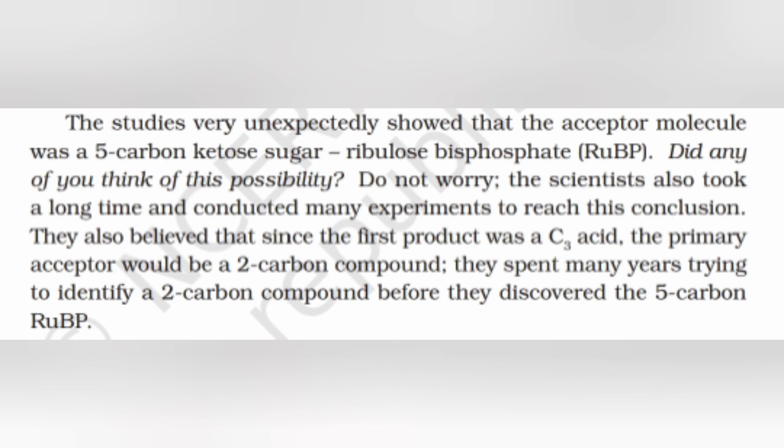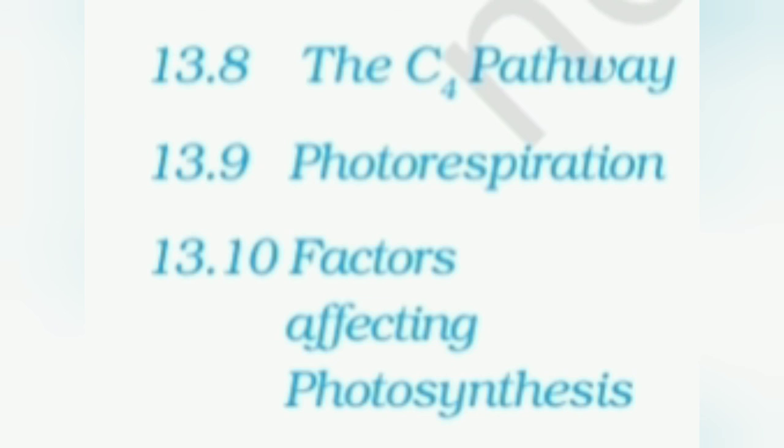Don't worry, the scientists also took time and conducted many experiments to reach this conclusion. They also believed that since the first product was a C3 acid, the primary acceptor would be a 2-carbon compound, before they discovered the 5-carbon RuBP. In the further classes, we will be studying the C3 pathway, the C4 pathway, photorespiration, and the different factors affecting photosynthesis.